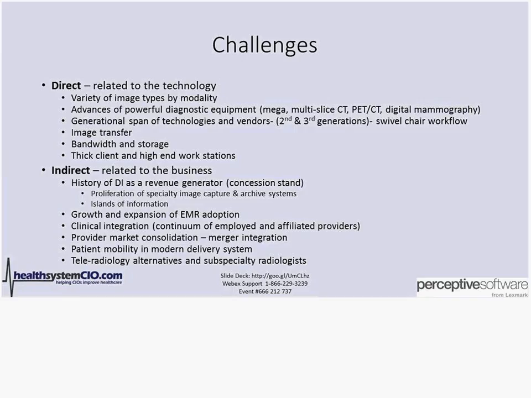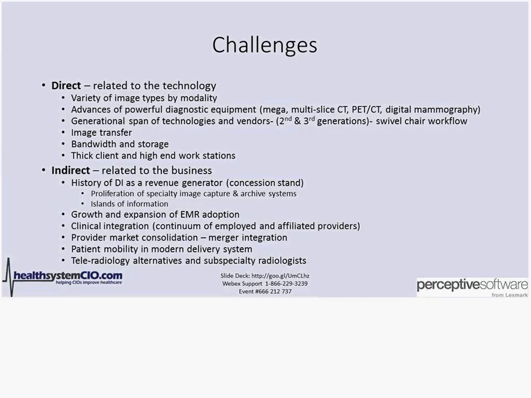Whereas in the old days, I think in PACS 1.0, the customer was really the referring physician, if you will, the doc who ordered the X-ray, and the radiologist catered to that person. The history of diagnostic imaging, really as a revenue generator, concession stand, if you will, was one of the high drivers of revenue in most hospitals, resulting in proliferation of a variety of specialty image capture and archive systems. And an inadvertent consequence of that was the islands of information that resulted.